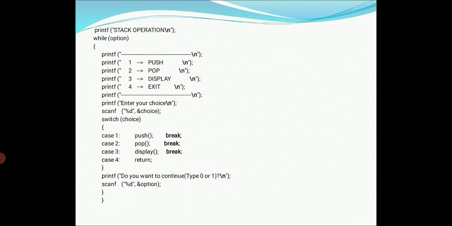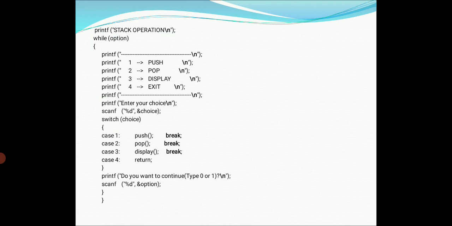Then the statement is printed: stack operations. While, within the brackets, options. In the options, we choose which option is to be selected: 1 for push, 2 for pop, 3 for display, 4 for exit. These are all the choices of this program. Then the statement, enter your choice. So we choose 1, 2, 3 or 4.